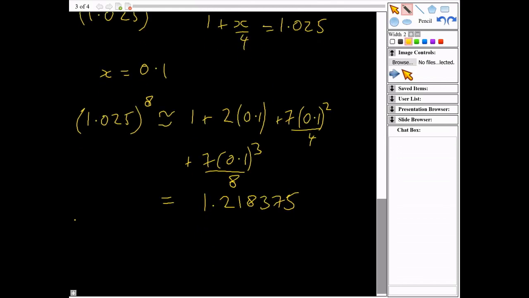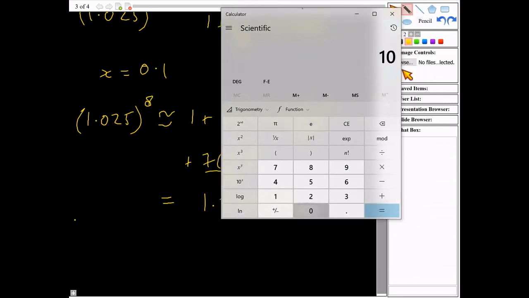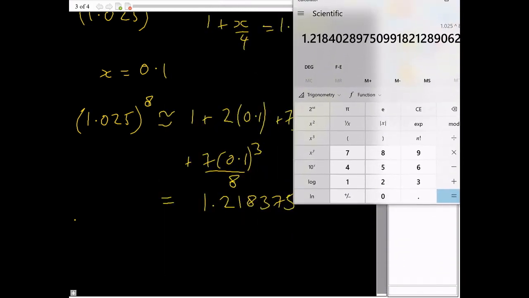Okay, now I can check that is right just by doing 1.025 to the power of 8 and checking that that is pretty much the same thing. So if I do 1.025 and then to the power of 8, I've done that wrong. 1.025 to the power of 8 equals 1.284. So I can see that my binomial expansion is more or less correct. So I've got that accurate to a certain number of decimal places. Now it is an approximation, so that's why it's going to veer off after a while, but that is going to correctly answer the question.